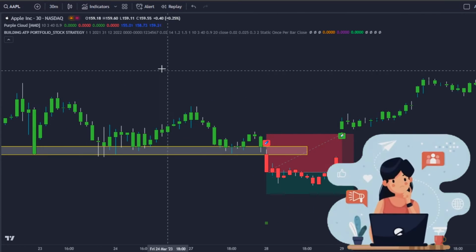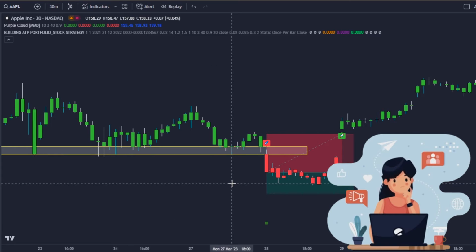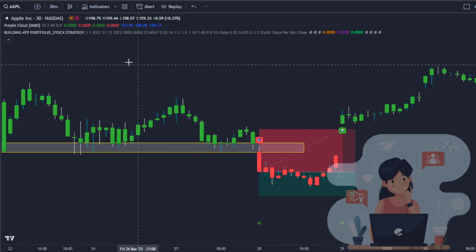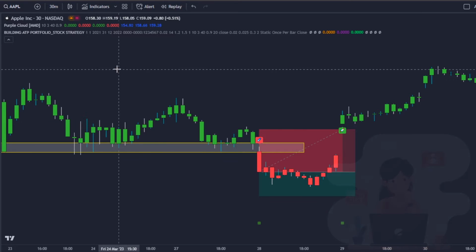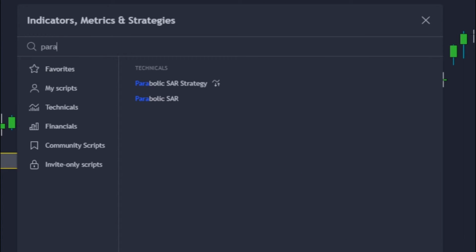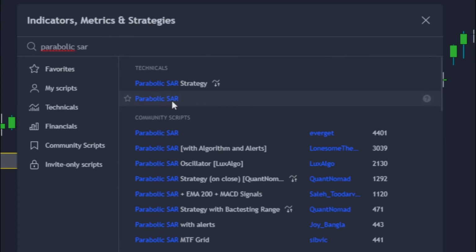But what if we used an exit indicator like the parabolic SAR? Will the results be the same? Let's insert that exit indicator on our charts to find out. To do that, let's go to the Indicators tab, search for the parabolic SAR and click on it.